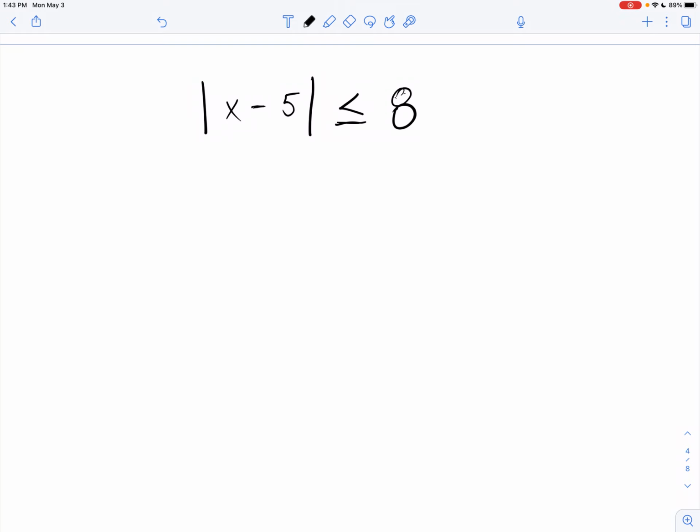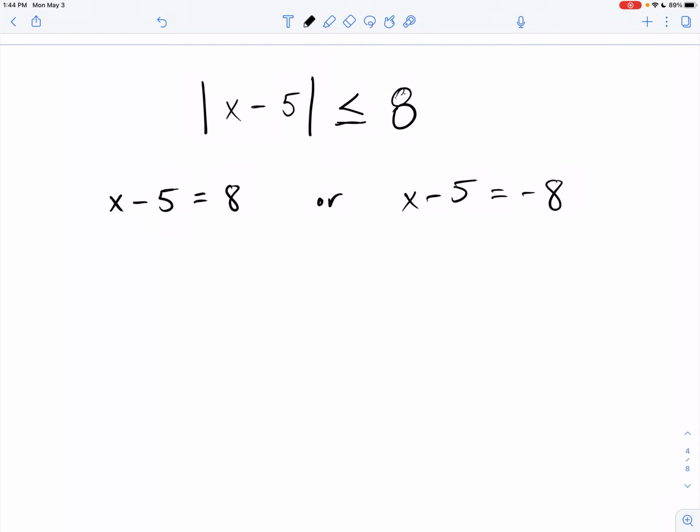Just off the top of my head, I can tell you right now, if x was equal to 6, 6 minus 5 is 1. What's the absolute value of 1? It's 1. 1 is less than or equal to 8. So I could guess, but you know what? I don't want to keep guessing and guessing and guessing what these numbers should be. I'm going to use the same strategy I had up top. But here's how I'm going to start. I'm going to say if this stuff inside here equals 8, or if this stuff inside here equals negative 8, I'm going to find my two critical values.